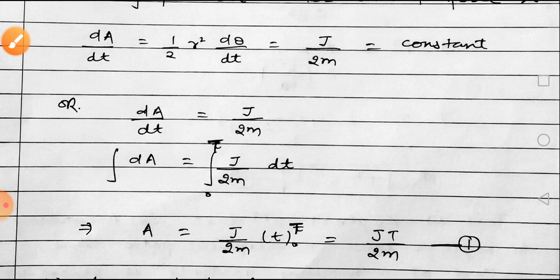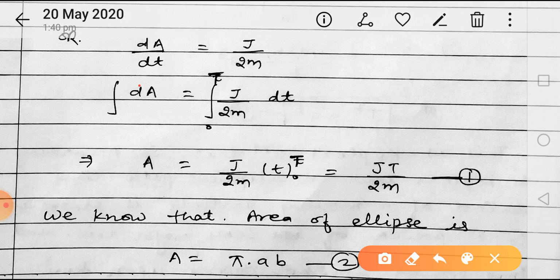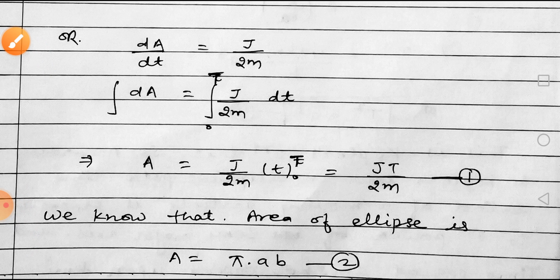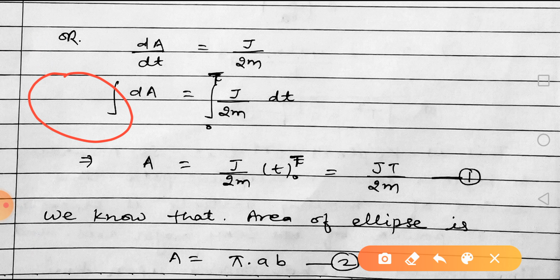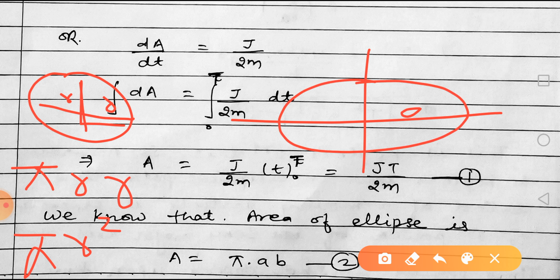Now area of ellipse. If we define about circle, this is the circle and this is radius r and r, and the area of circle is pi r and r, that is pi r square, and in the elliptical path this is the A semi major axis, and B which is semi minor axis.